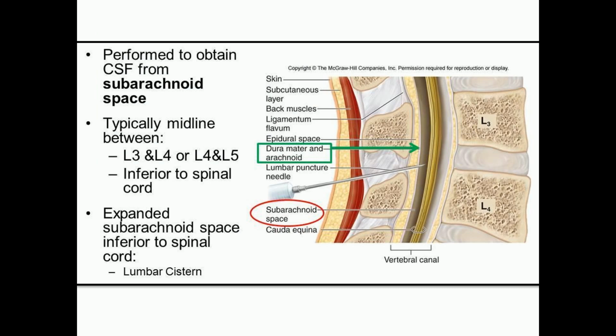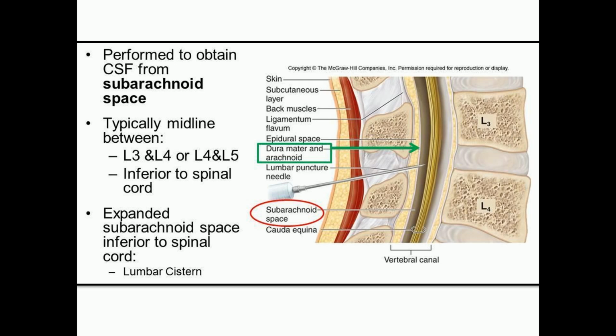Now, lumbar puncture. Lumbar puncture can be done to obtain the cerebrospinal fluid from the subarachnoid space that is present around the spinal cord, and typically it is done between L3 and L4 or L4 and L5, the intervertebral spaces, which are inferior to the spinal cord, because the spinal cord usually ends at about the level of L1. So below L1, within this subarachnoid space, there is a large pool of cerebrospinal fluid.